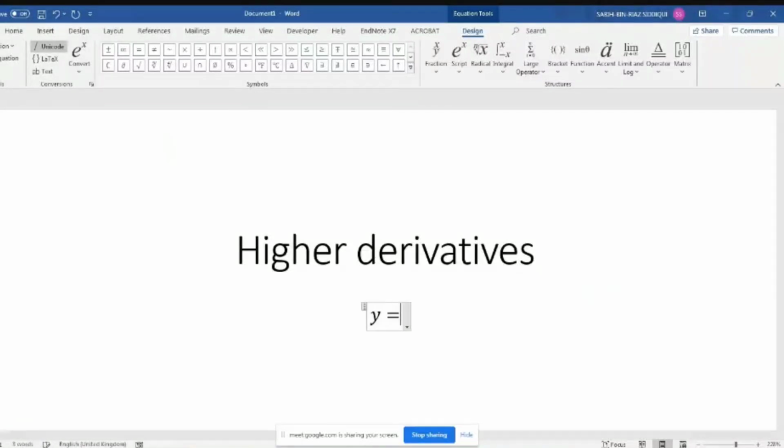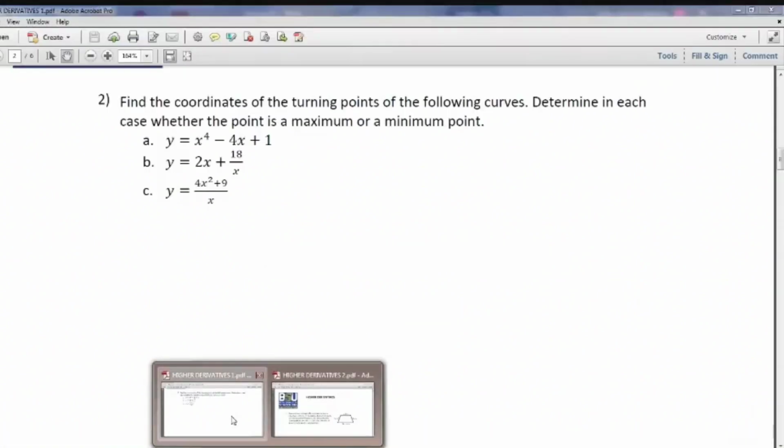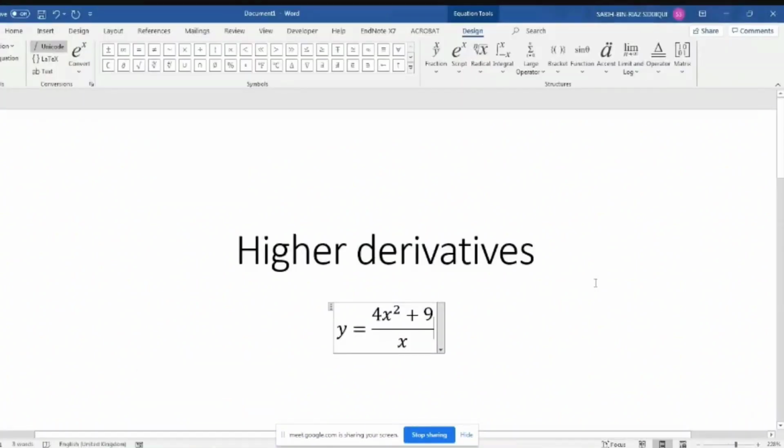This was the question: 4x square. Okay, let me write it down again. 4x square plus 9 divided by x, right? This was the question. So now you are supposed to solve this.